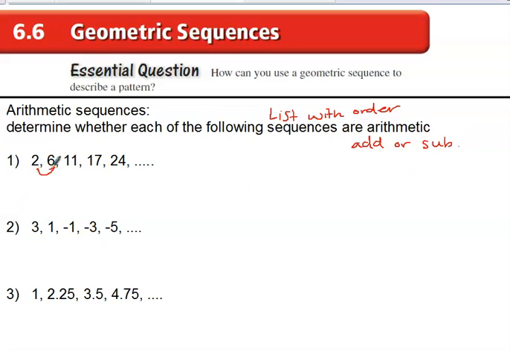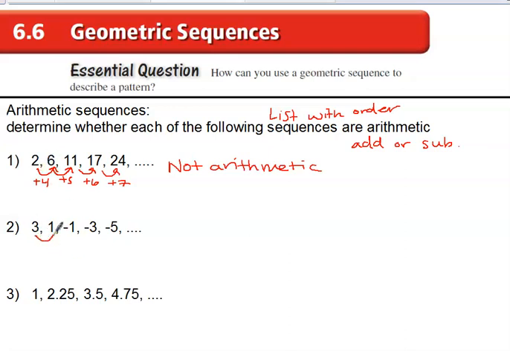So to get from 2 to 6, I add 4. If this is arithmetic, then that means I would have to add 4, getting from one number to the next along my entire list. Going from 6 to 11, I do not add 4, instead I add 5. Here I add 6, here I add 7, so this is not arithmetic. We are adding different numbers to get from one number to the next in our sequence.